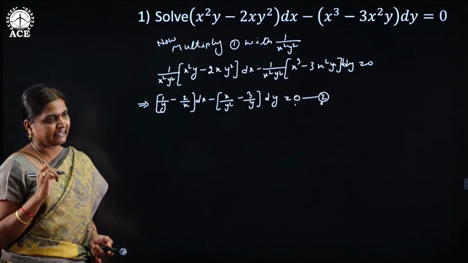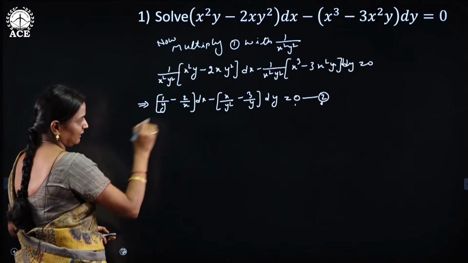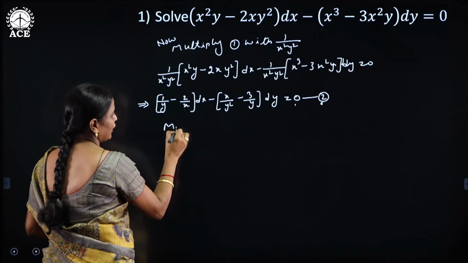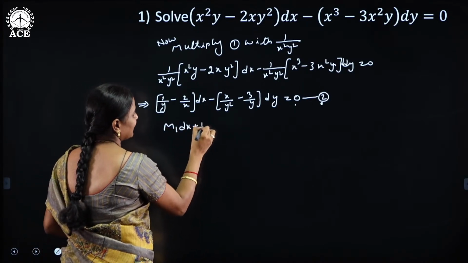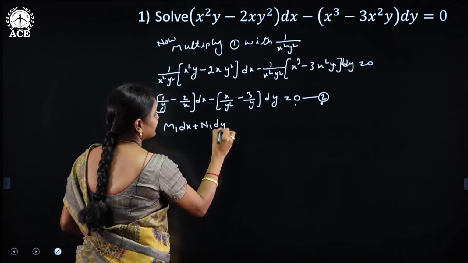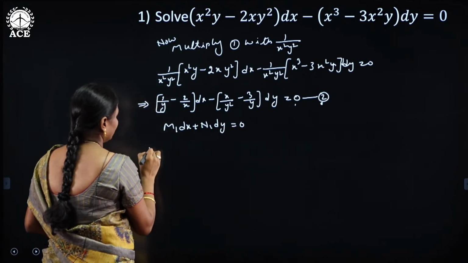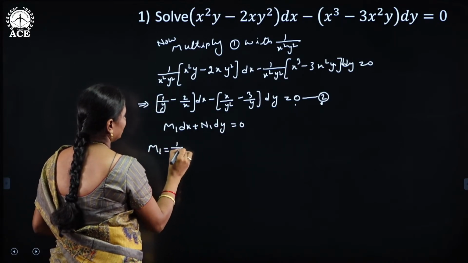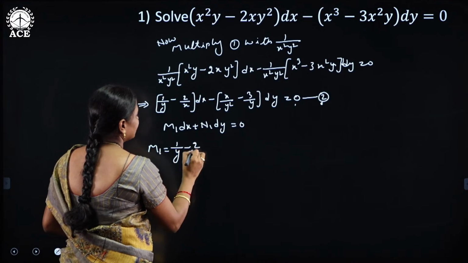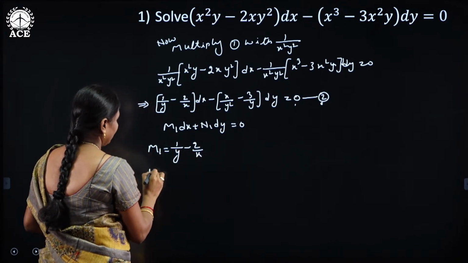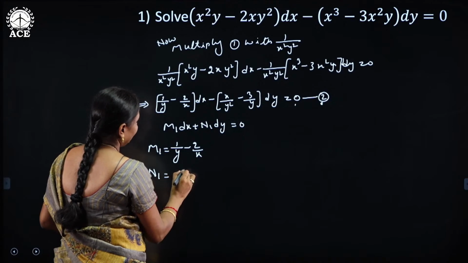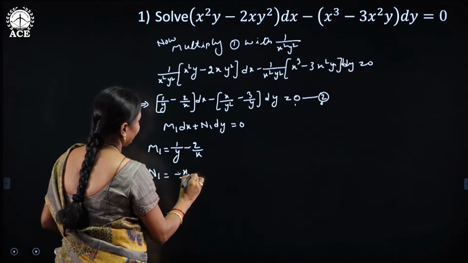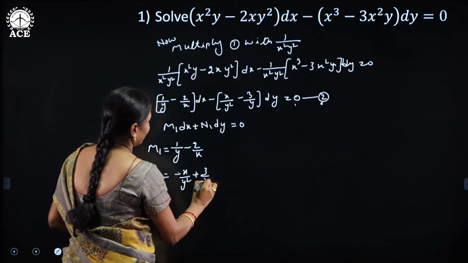Let us consider this as equation 2, the new differential equation obtained after multiplying with the integrating factor. Compare the new differential equation with the form M1 dx plus N1 dy is equal to 0. Here, M1 is equal to 1 by y minus 2 by x, and N1 is equal to minus x by y square plus 3 by y.